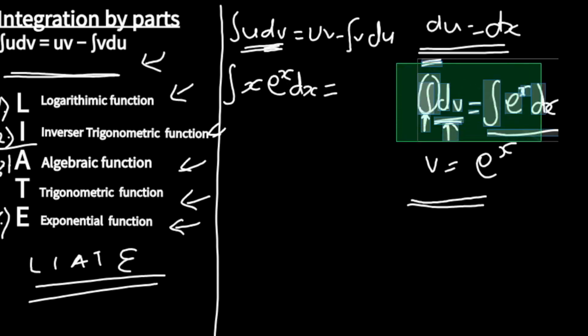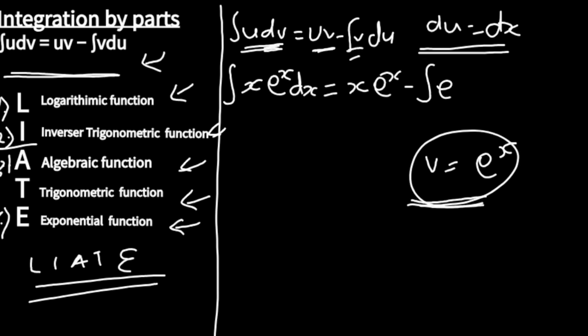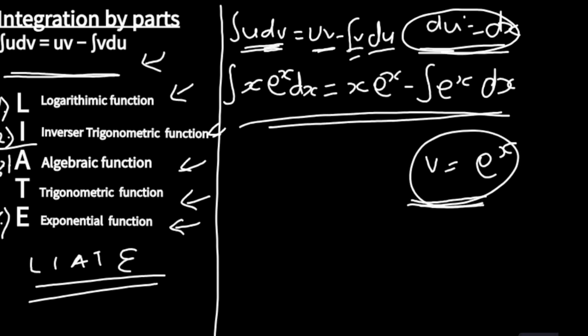let me just erase this one so that we can find some space. Is equal to u. What is our u? Our u was x. What is our v? This is our v, exponential x, minus the integral of v here, exponential x, du. This is our du here, which is dx. Now we have substituted everything in our general formula.